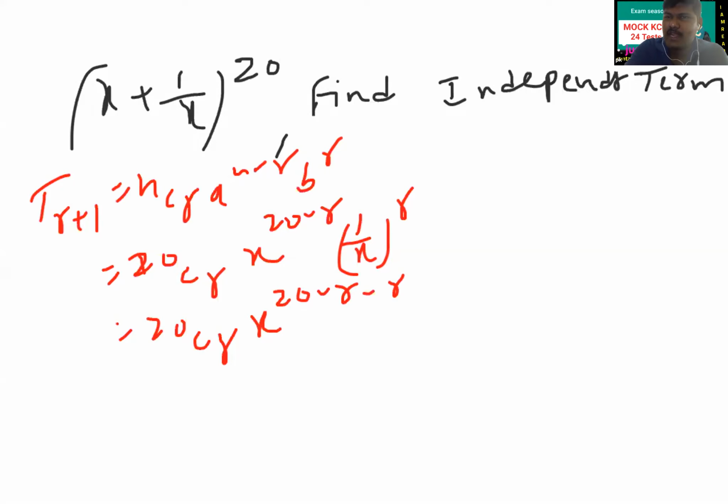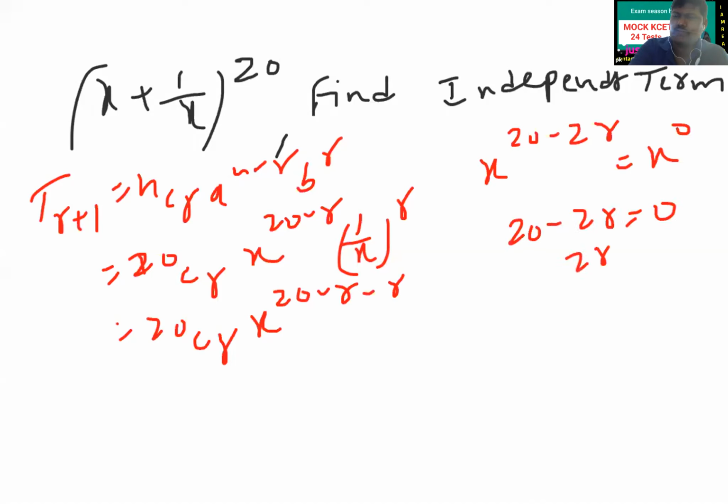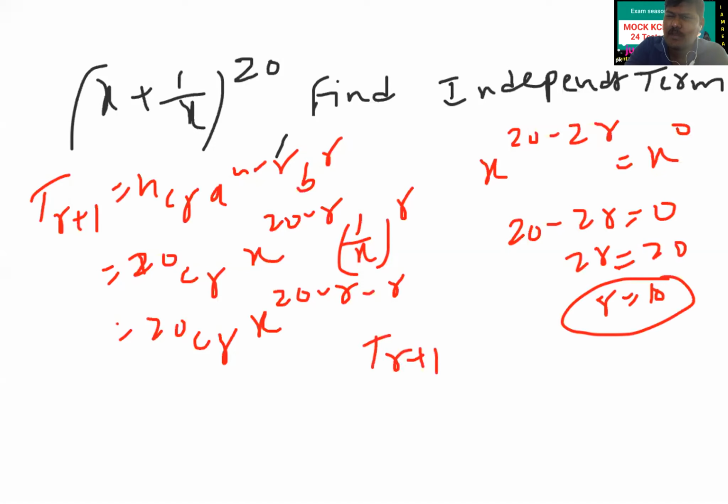So now, for the independent term, x power 20 minus 2R equals x power 0. I already showed this in the earlier examples. In the independent term, what is the x? No x. No x means x power 0. 20 minus 2R is 0, so 2R is 20, and R is 10. We got the R value. If you want to say which term is independent, it is T(R plus 1), T10 plus 1, the T11th term.